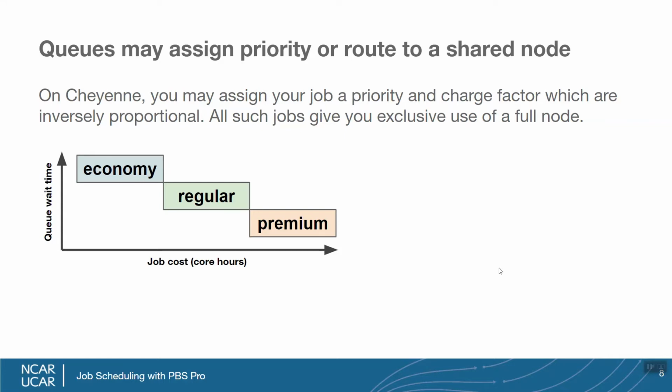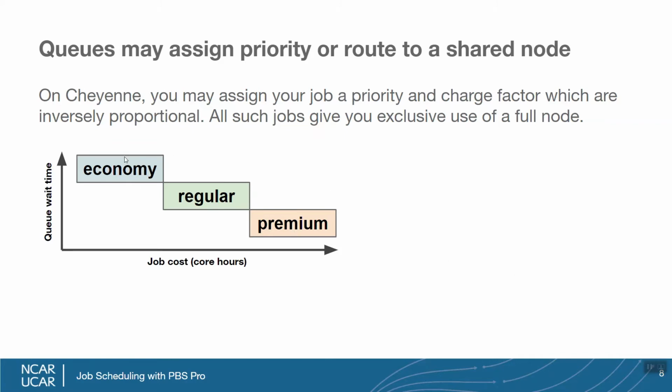So most jobs will probably get submitted into the regular queue, which is the default. But if you wanted to potentially reduce your wait time and charge a little bit more in terms of core hours to your project, you could submit to premium and try to get that job to run sooner. Or if you want to save a little bit, but perhaps you don't care how long you wait, you could submit to economy, and jobs in the economy queue will have a lower priority than jobs in the other two queues. So this gives you a little bit of control.